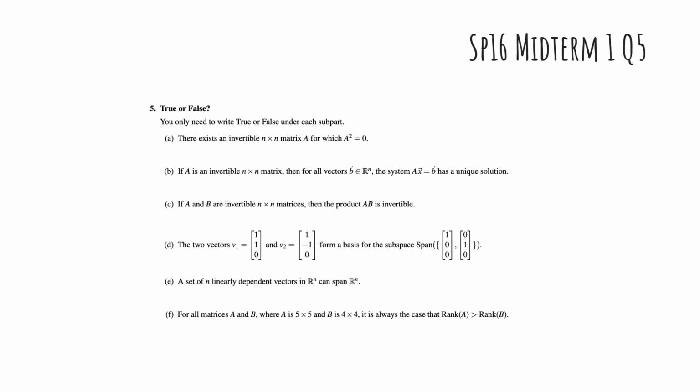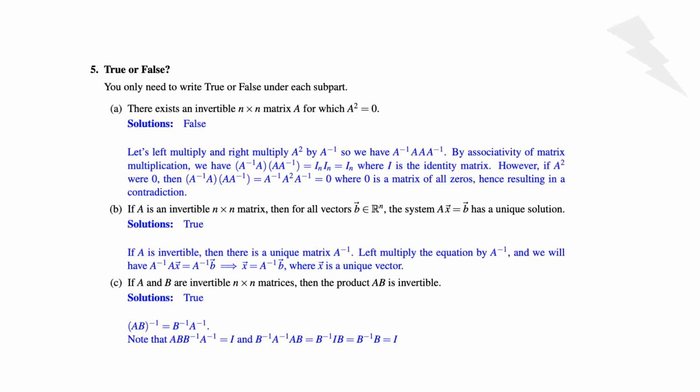Okay, cool. So let's start to go over the answers to these questions. Our first question asks us to go through each of these statements and tell us if they are true or false. So for part A, it says there exists an invertible n by n matrix A for which A squared equals 0. And the solution to this question is false.